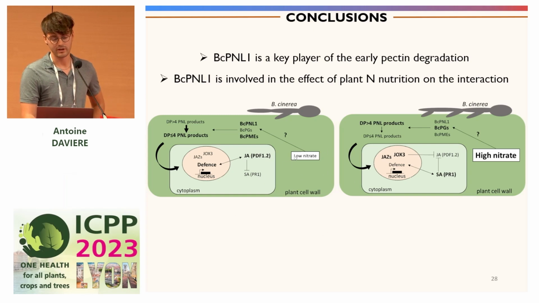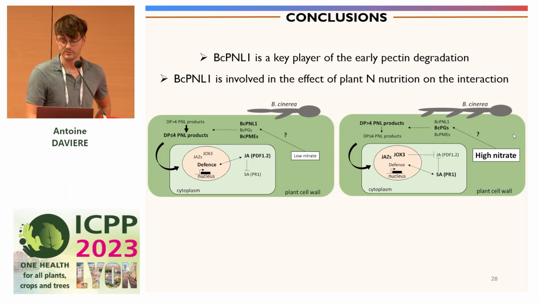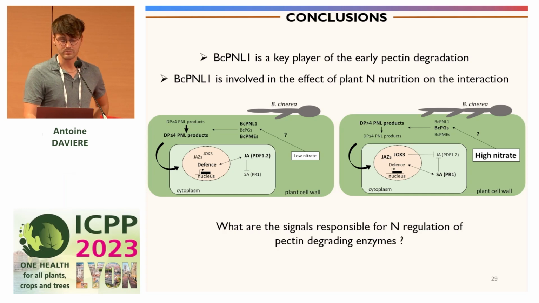We found that at low nitrogen, we have an effect on expression of the pectinases that induces a high turnover of the large PNL1 OGs, leading to a strong induction of defense and the JA pathway. Whereas in high nitrogen nutrition, we have a slower turnover of these long OG products that are able to repress the JA pathway, which can partly explain the differences in disease severity induced by nitrates. Now it will be interesting to find the signals that are responsible for N regulation of pectin-degrading enzymes.